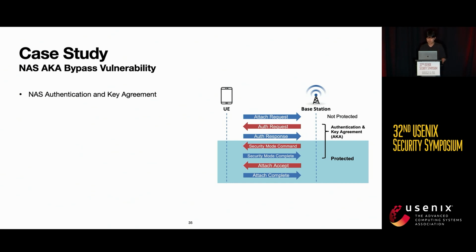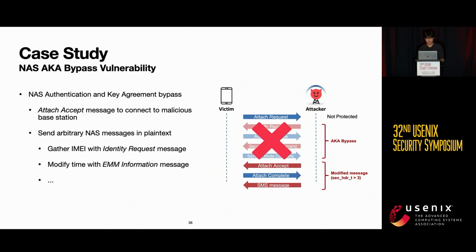Now, to take a deeper look into one of the bugs BASECOMP found, I'll first briefly explain the NAS authentication and key agreement process. For user equipment and a base station to establish a secure communication channel, the two have to exchange a sequence of messages such as authentication request, response, and security mode command and complete. Bypassing this AKA process means that an attacker can freely attach to the victim without exchanging these kinds of sequences of messages and can just send arbitrary NAS messages in plain text. This would let the attacker gather the victim's information or even modify it on their device.